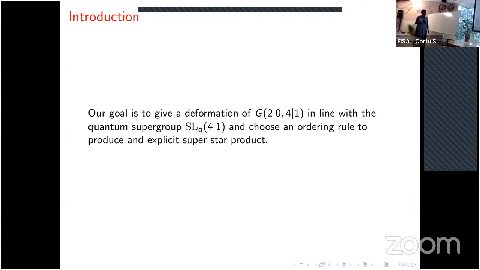So our goal is to give a deformation of this Grassmannian that will be a definition of the quantum Grassmannian, one that is still a quantum homogeneous space with respect to SL(4|1). And then we will choose an ordering rule for the generators to compute a star product.